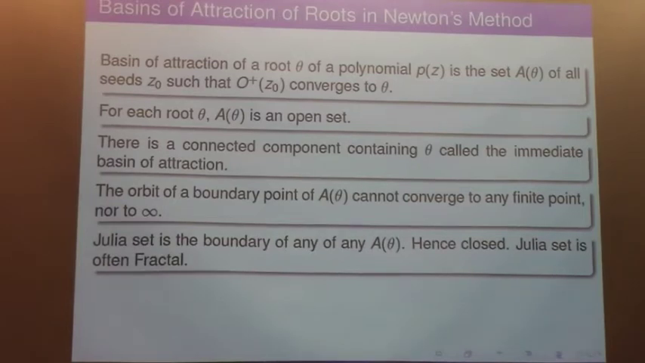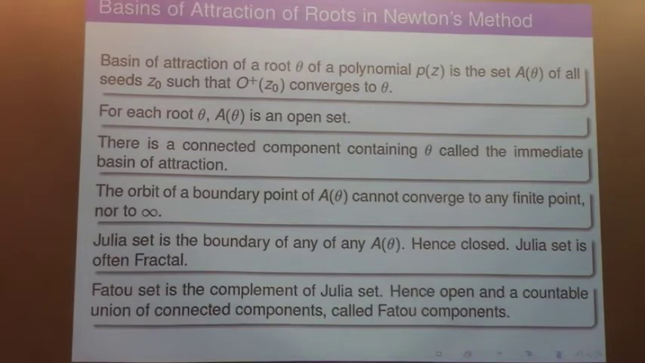The Julia set is the boundary of any of these basins of attraction. Hence, it's a closed set. It's often a fractal set. The Fatou set is the complement of the Julia set. Hence, it's an open set, a countable union of connected components, called Fatou components.